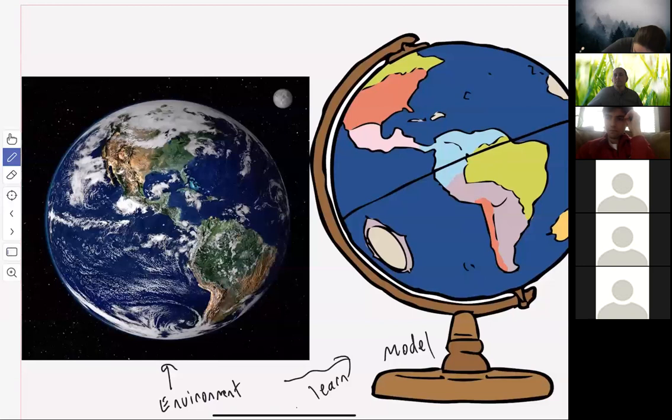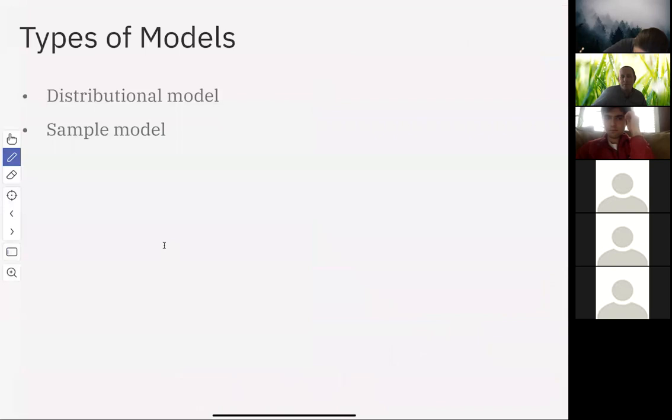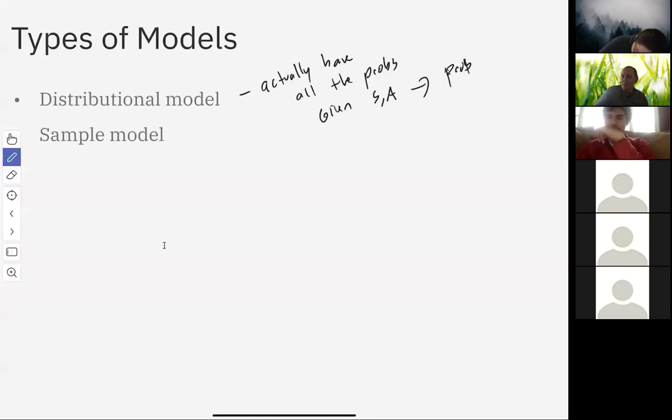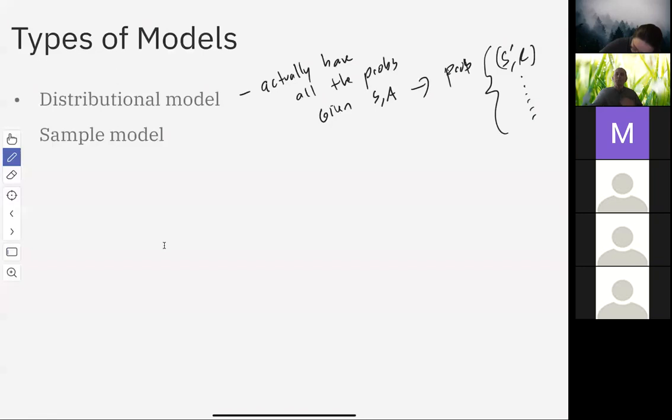All right, what kind of model? There are two different kinds of models. So a distributional model is the type of MDP we've seen so far. So this is where we actually have all the probabilities. Given a state and action, we know the probabilities of the subsequent state reward pairs, S prime, comma R. Just in the same way that we did earlier in the class when we were dealing with dynamic programming, where we looked at the MDP and we returned this giant, in some cases, dictionary containing for every possible state action pair what the probabilities are of subsequent states and rewards.